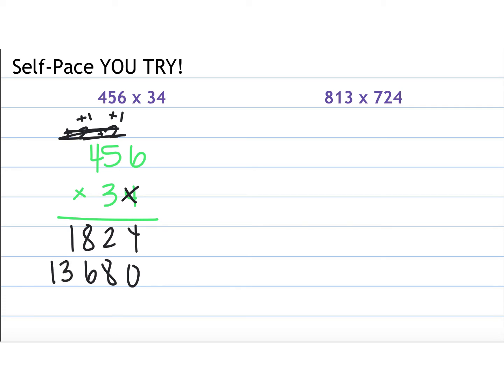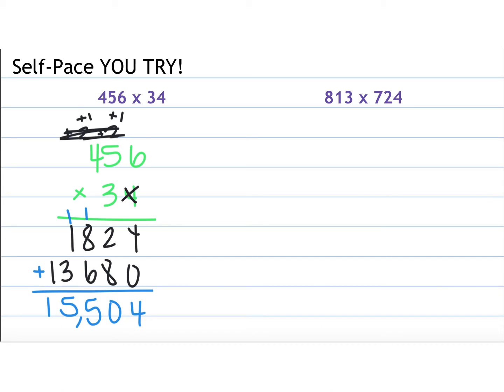Now with each of those partial products, we're going to add them together. 4 plus 0, 8 plus 2 is 10, 1 plus 8 is 9, plus 6 is 15, 3, 4, 5, bring down the 1, 15,504. Next one, 813 times 724.